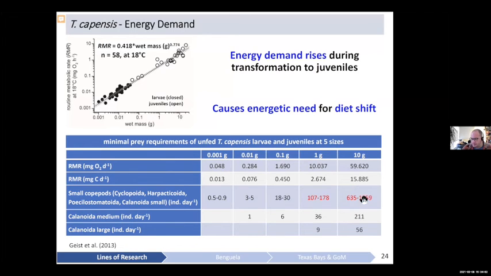And you see that once they are 10 grams, and if they would only rely on those small copepods, the numbers get pretty high. So that's probably unrealistic for them, pointing to a potential problem if there are not enough larger prey items.